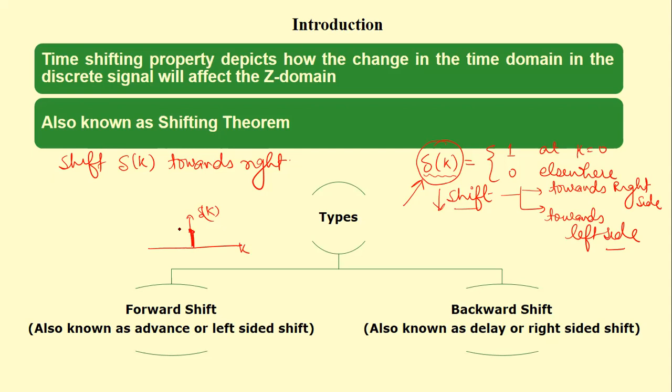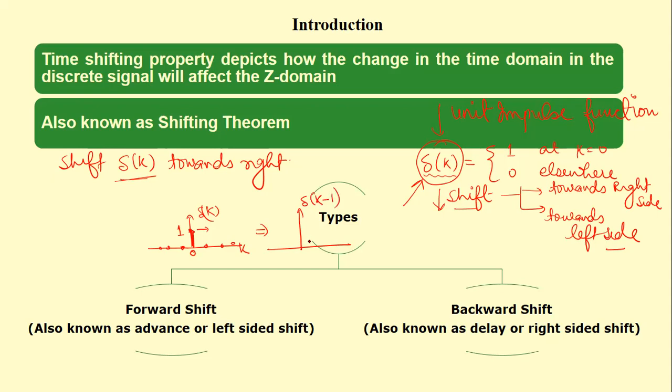delta k is represented like this. It is 1 here. This is a unit impulse function or unit impulse signal. Delta k is 1 at 0 and 0 elsewhere, so it does not exist at any other point other than 0. Now if we shift it towards the right, towards this side, we have a new impulse function which is delta k minus 1.